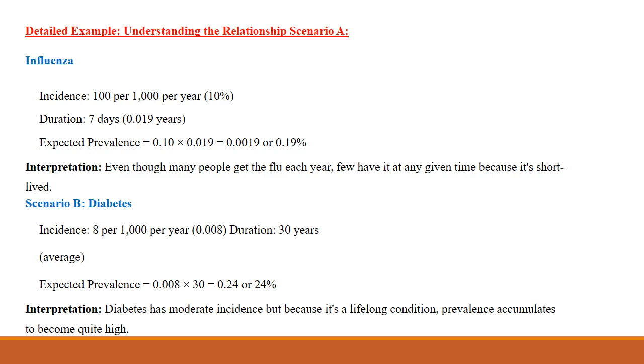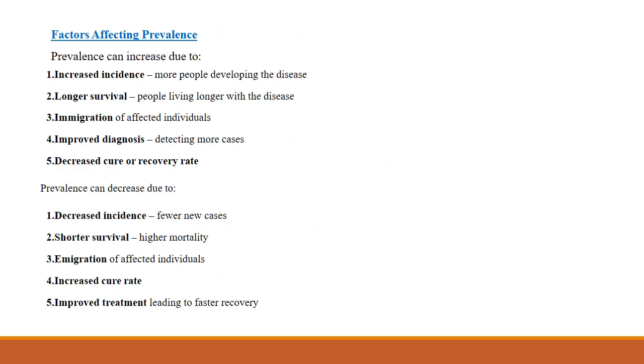Incidence is 0.008, that is 8 per 1000 per year, and the duration is 30 years. Expected prevalence is 24%. The factors affecting prevalence: prevalence can increase due to increased incidence, like new cases arriving, longer survival, people living longer with the disease, immigration, improved diagnosis, decreased cure or recovery rate. We can also discuss these factors with examples further.